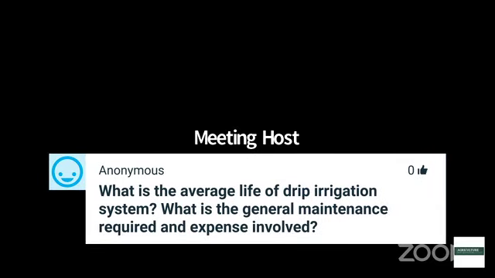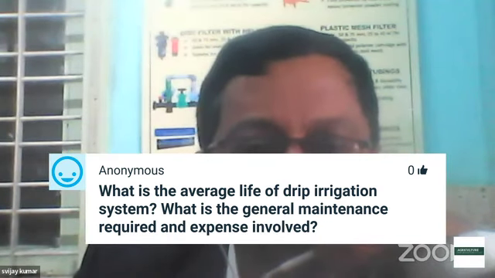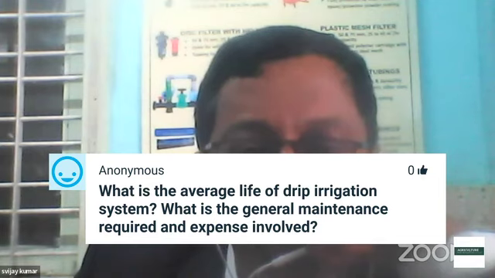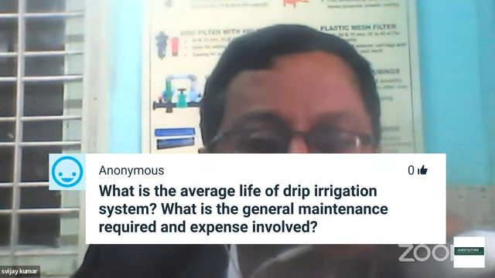What is the average life of a drip irrigation system? What is the general maintenance required and expense involved? The government of India has stipulated the minimum life should be 3 years. And in fact, it is up to 5 years. If a farmer has used a system for 7 years, he is eligible to go for another system. So that is the first point.